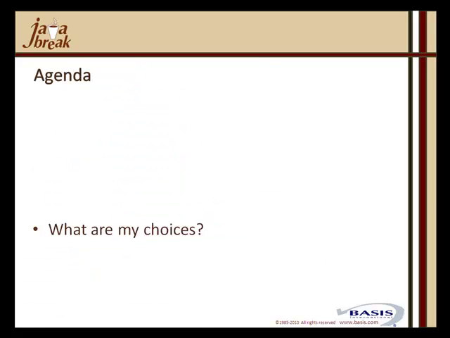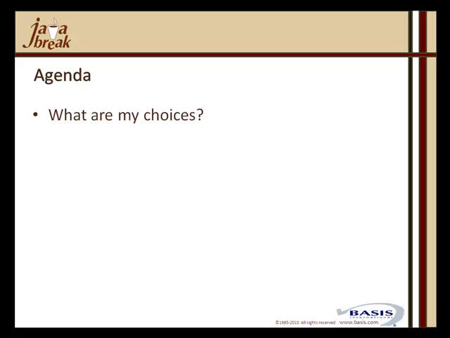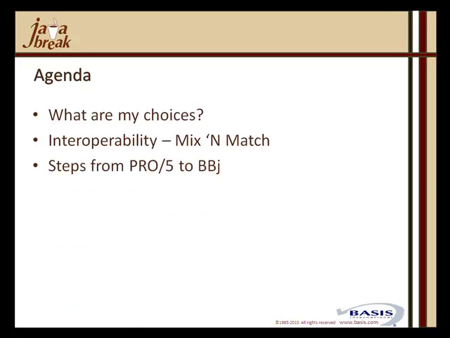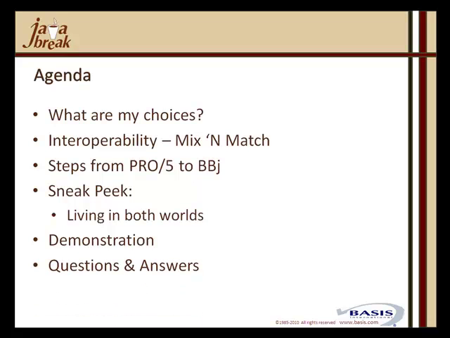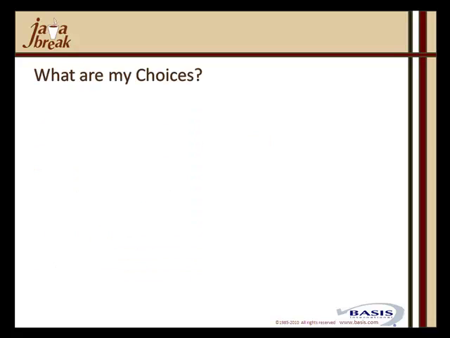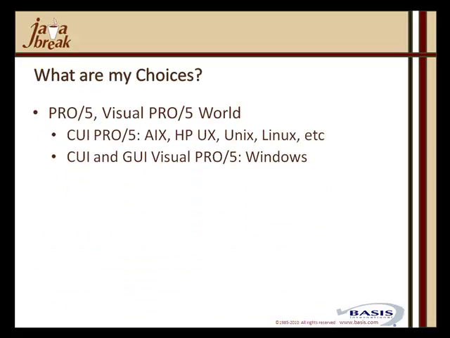So let's look at our agenda. We'll start off by talking about what our choices are. We'll talk about the interoperability, the ability to mix and match Pro5 and BBj, and Visual Pro5 and BBj. We'll talk about how you can take your steps from Pro5 to BBj, what those steps consist of, and we'll give you a sneak peek of something new that's coming up in BBj and Pro5 10, how we can live in both worlds. We'll show you a demonstration of some of this new functionality, and then we'll finish off with some questions and answers.